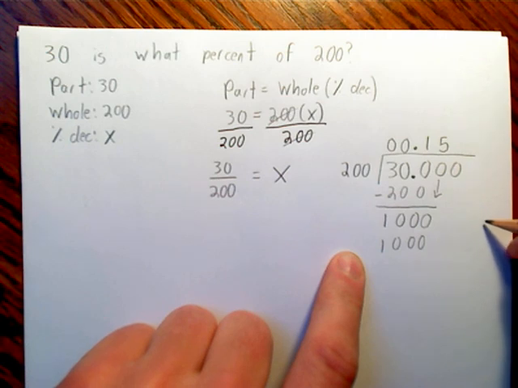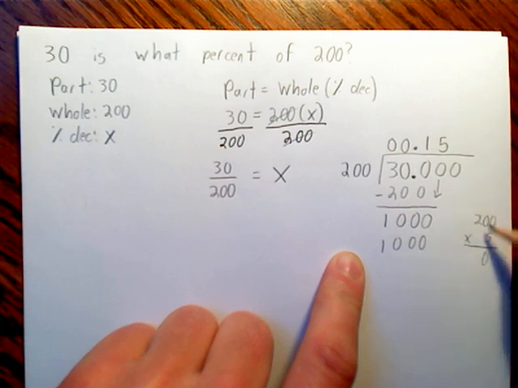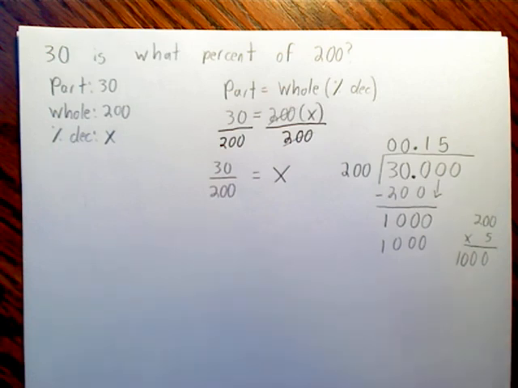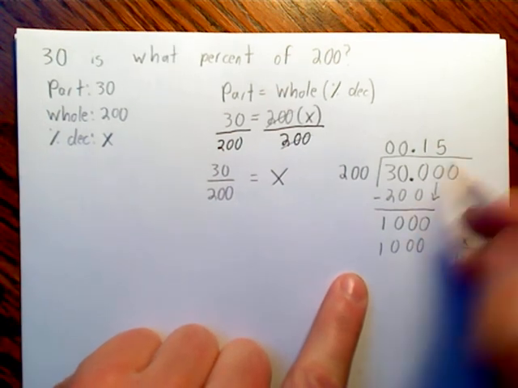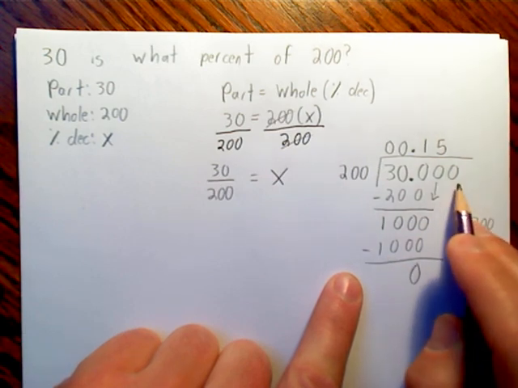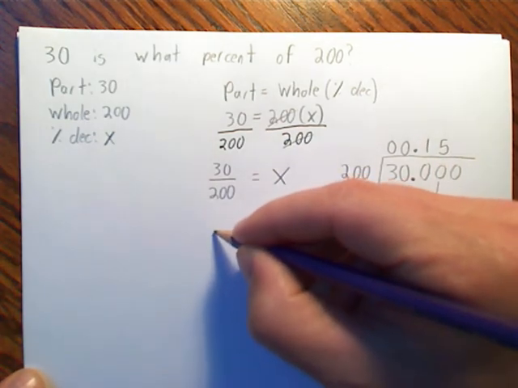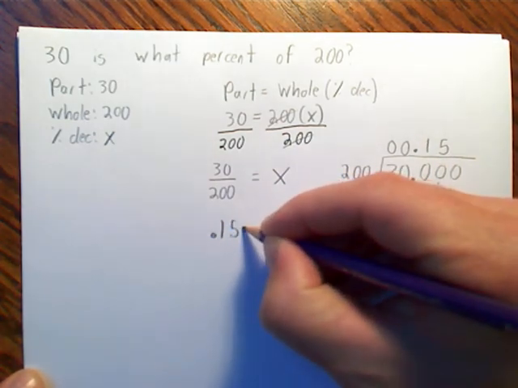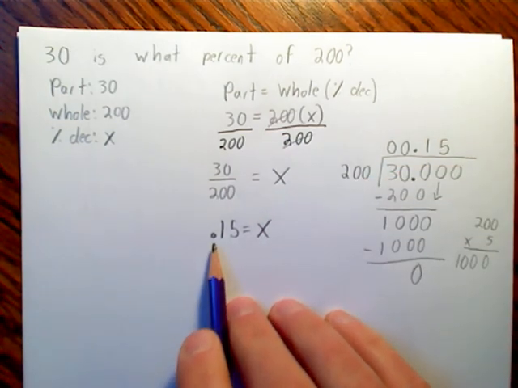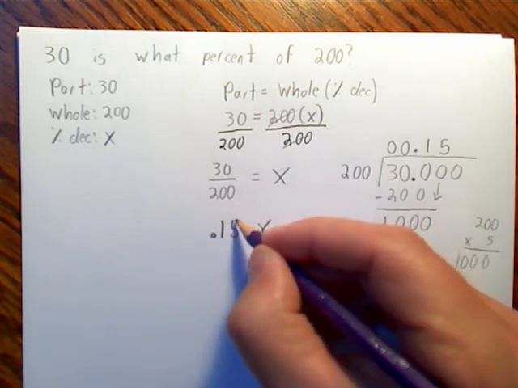And if you don't believe me, I'll do some scratch work over here. 5 times 0 is 0. 5 times 0 is 0. 5 times 2 is 10. There's my 1,000 right there. So after I did that multiplication, I'm subtracting. I got nothing left over, nothing more to bring down because those are just zeros. So here's my answer. 0.15 equals x. Now, here's the kicker.